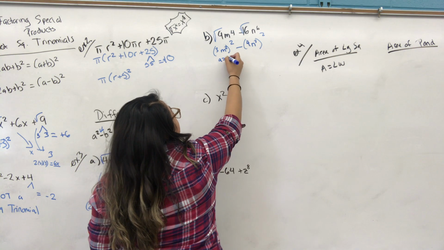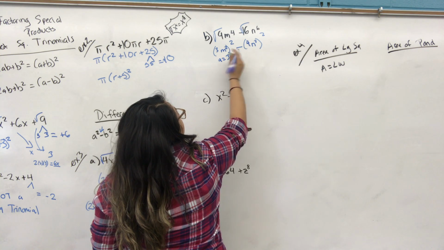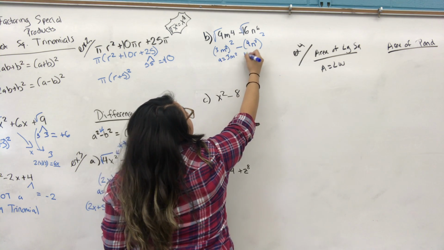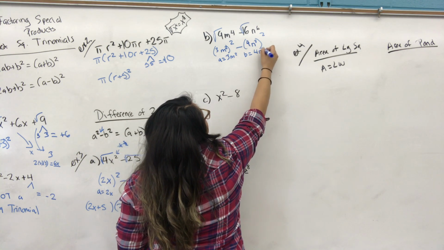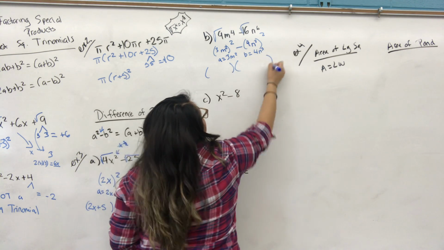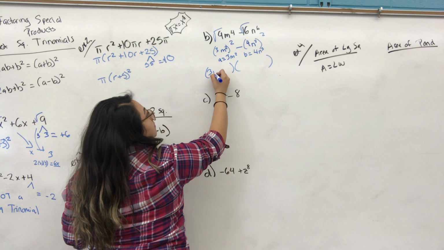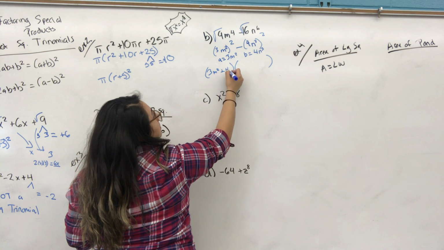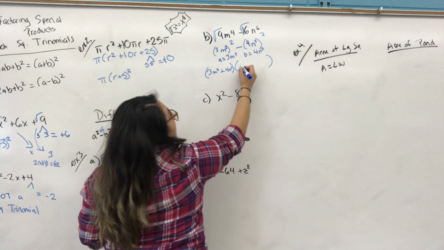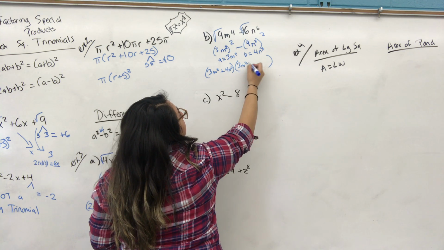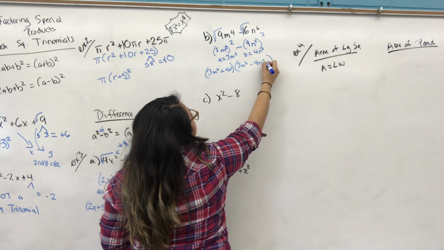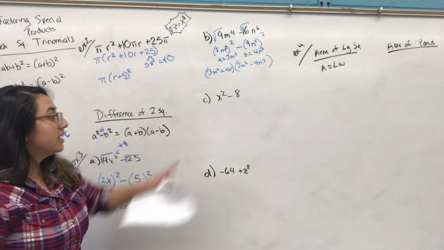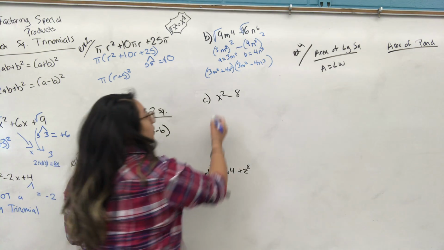Your first term is 3m squared, what's between the parentheses. Your second term is 4n cubed. And now we just go ahead and plug it in. First term plus your second term, times your first term again minus your second term. And that's it.